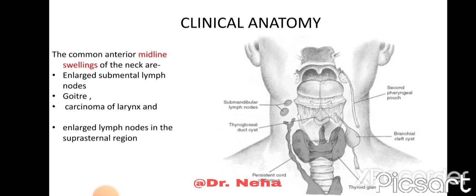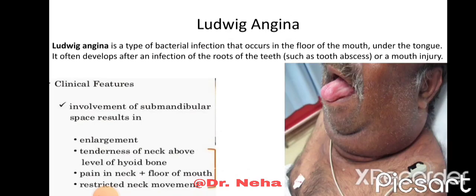Now the clinical anatomy. If there is a common anterior midline swelling in the neck, it may be because of enlargement of the submental group of lymph nodes, goiter, carcinoma of the larynx, and large lymph nodes in the suprasternal region.